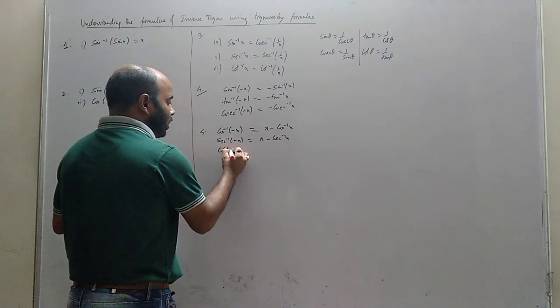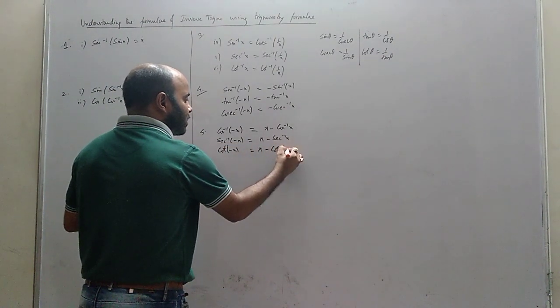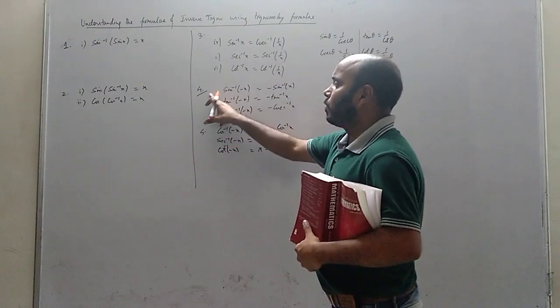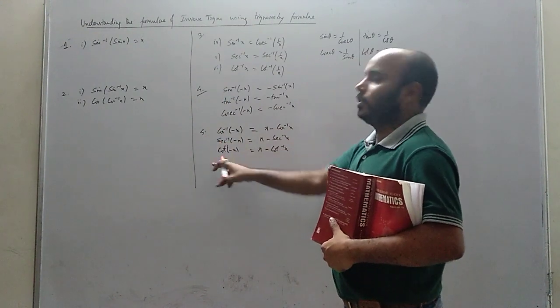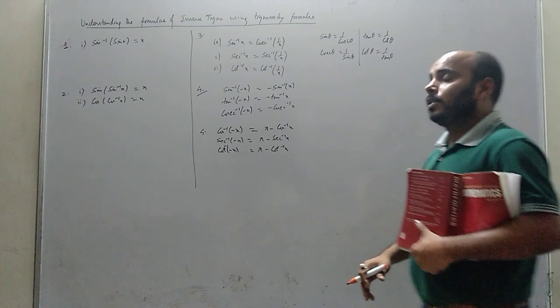Similarly, cot inverse minus x, and what? Pi minus cot inverse x. So these things are given to you. Okay? You have to write like this. Theorem 4. Wait, 1, 2, 3. Theorem 5. 1, 2, 3. Don't write theorem. We write 5, 4, 1 like this. Okay? 1, 2, 3, 4 like this. Okay? Don't write theorem.